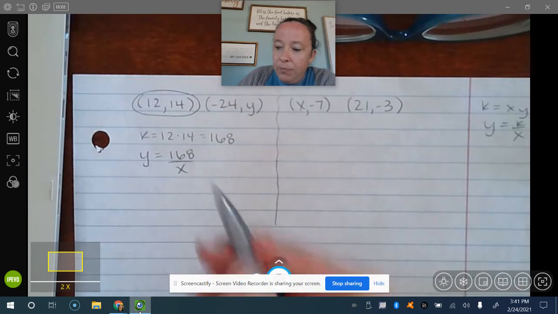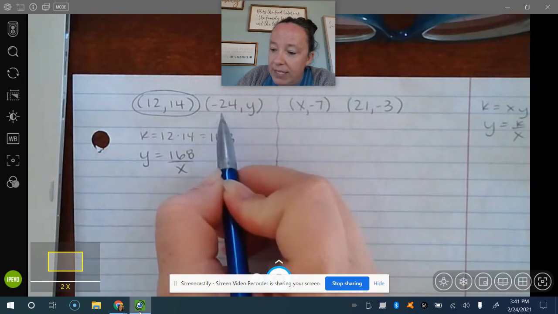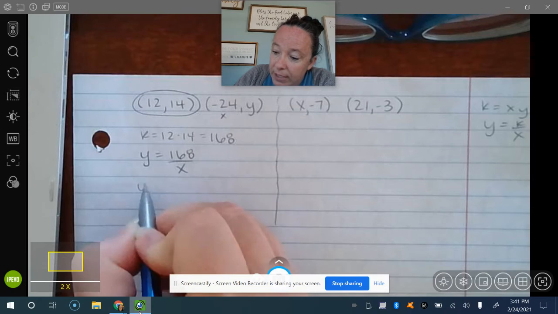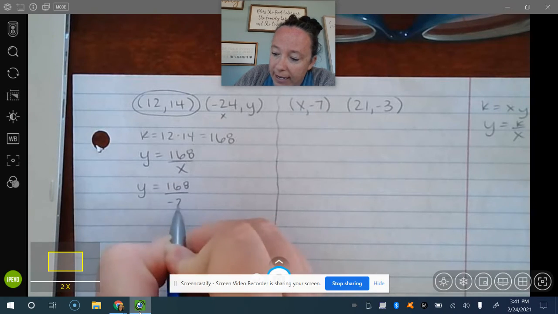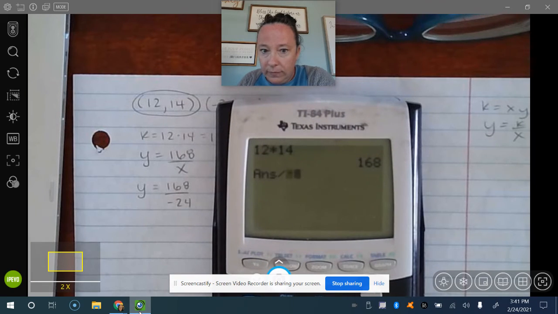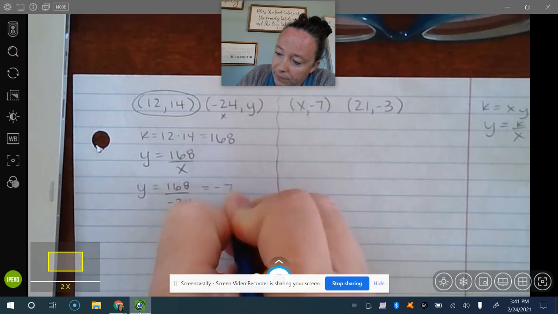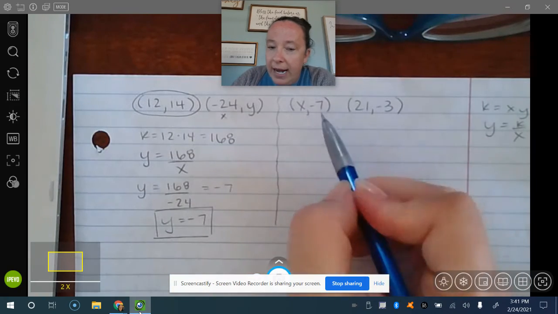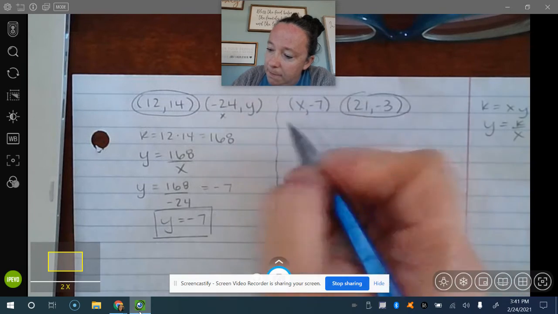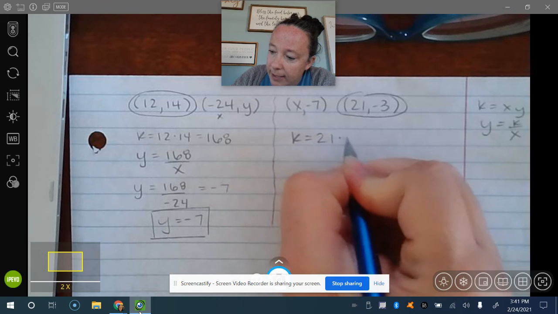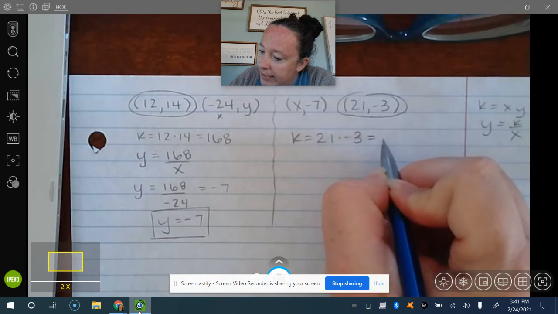Now we use that equation with this part that we need information. This is x and we want y. So in the x spot, we'll put a negative 24. So y equals 168 divided by negative 24. And I get that y equals negative 7. So there we go. We wanted the missing information. There it is. Now, the equation on the top right has this is our complete set of information. So k equals x times y. So 21 times negative 3, which is negative 63.